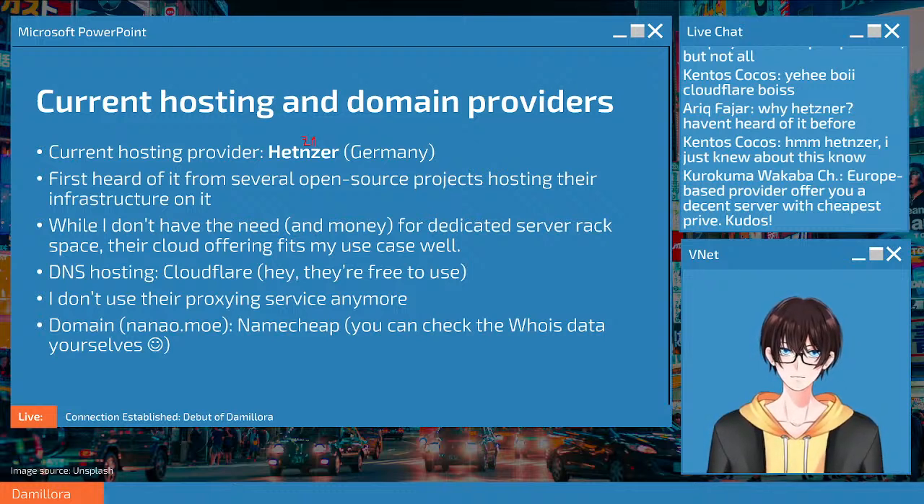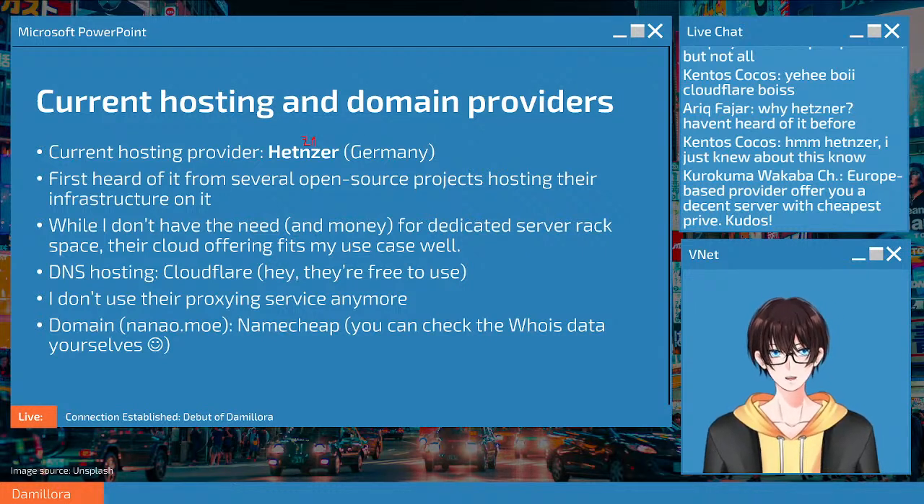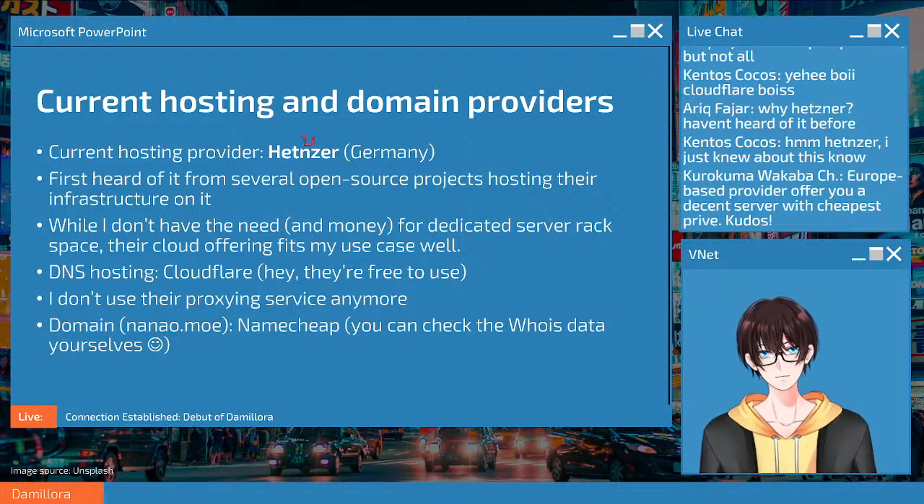And then finally for the domain, I just bought it from Namecheap. You can check the Whois data yourselves. Okay, let me check the tracking first. Okay, it's going well.